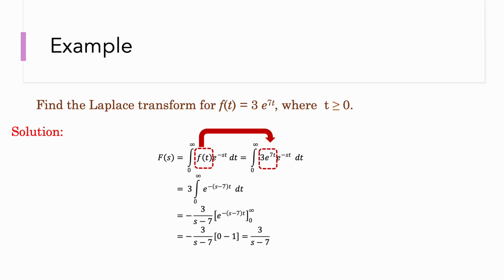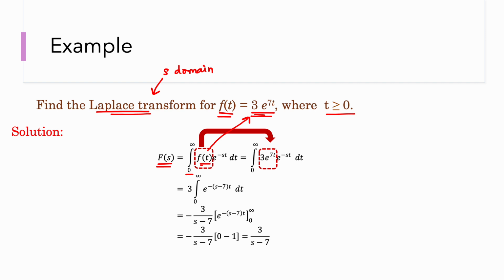Right, so now let's look at another example. Find the Laplace transform for f(t) = 3e^(7t), where t is larger than or equal to 0. Since they mention the Laplace transform, our answer must be in the S domain. Therefore, in order to find F(s) in the S domain, we need to do the integration of the f(t) equation. So we substitute f(t) with this equation.